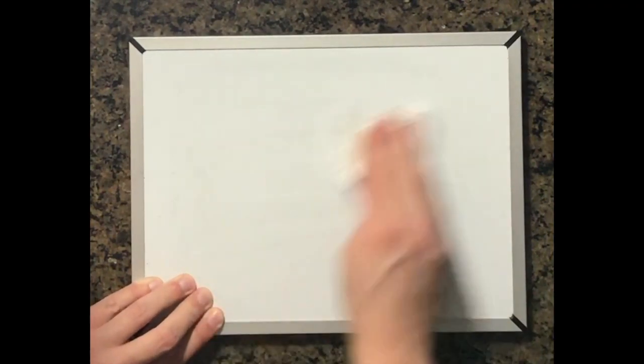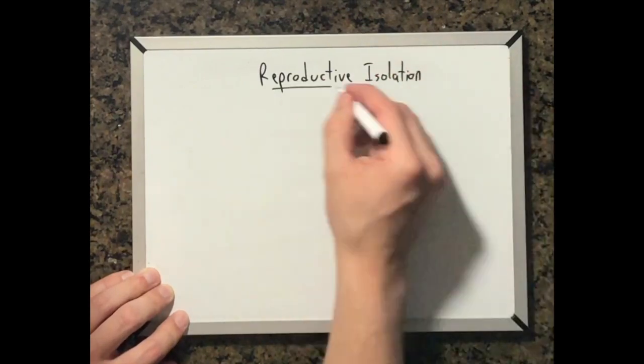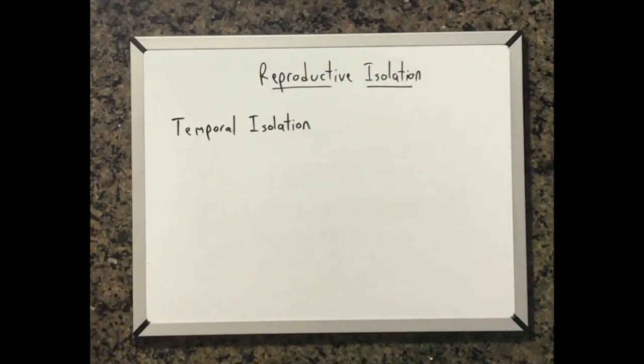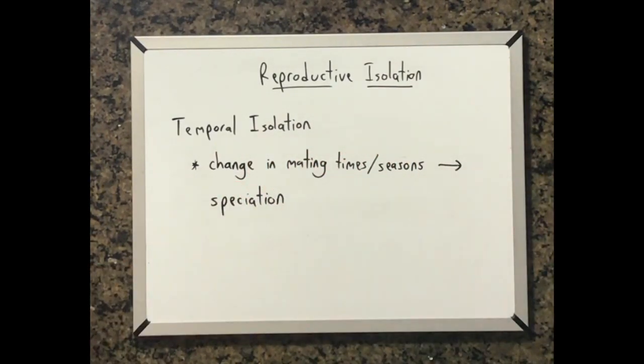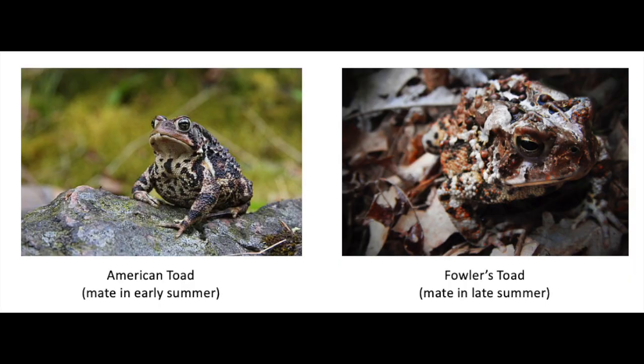The final type of reproductive isolation that I wanted to discuss in this video was temporal isolation. This occurs when a difference in mating time or season leads to a lack of interbreeding between two populations. A commonly cited example of temporal isolation can be seen in two species of toad, the American toad and the Fowler's toad. Both toads occupy overlapping geographical regions, but the American toad mates in the early summer, while the Fowler's toad mates in the late summer. This difference in mating season serves as a reproductive barrier that prevents the two from interbreeding, which has allowed speciation to occur.